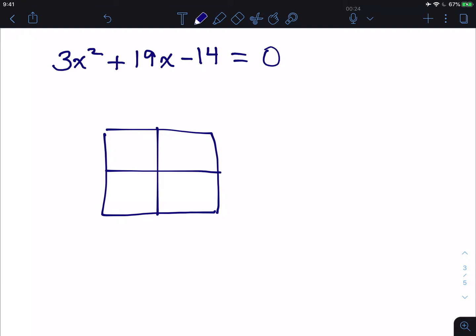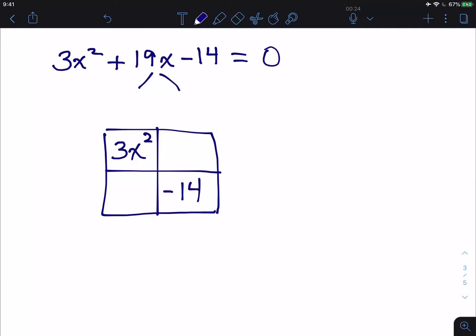So we know we're going to put a 3x squared here because there's no other x squared terms, and our constant's going to go down here in the bottom right corner. Now the question is, how are we going to break down this 19x into these two boxes? Mathematically, I could write it in a number of ways. I could rewrite 19x as 10x and 9x, and put those in the two boxes. I could rewrite it as 11x and 8x. I could rewrite it as 2x and 17x. There are lots of different ways I can break down this 19x to fill in these two remaining boxes.